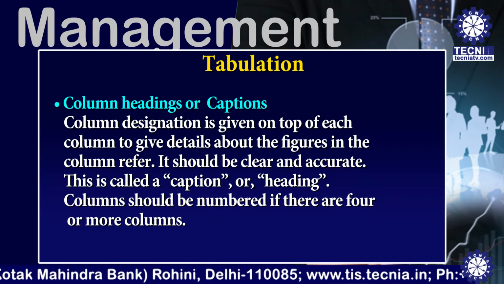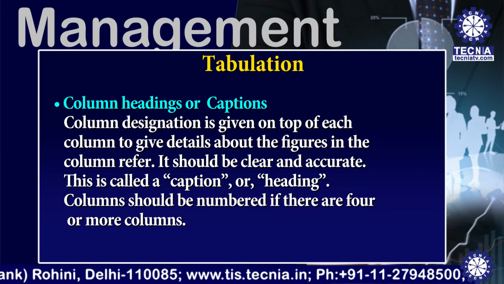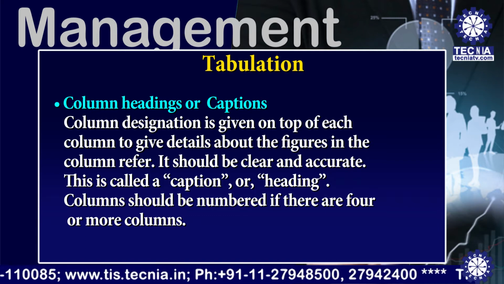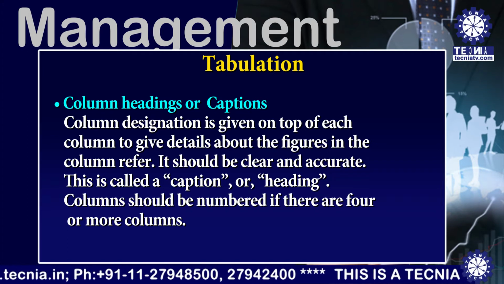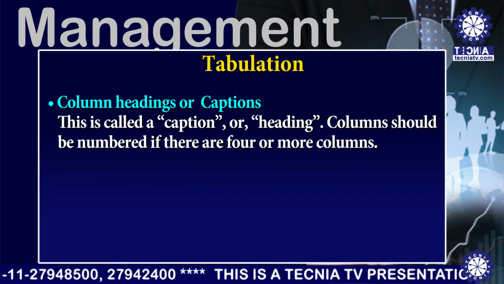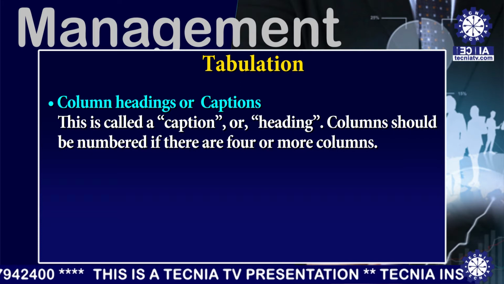Next one is column headings or captions. Column designation is given on top of each column to give details about what the figures in the column refer to. It should be clear and accurate. This is called a caption or heading. Columns should be numbered if there are 4 or more columns.